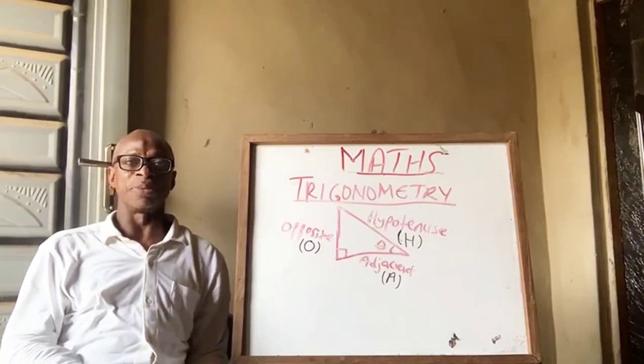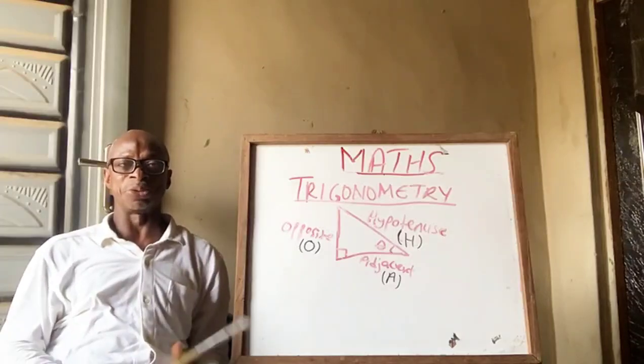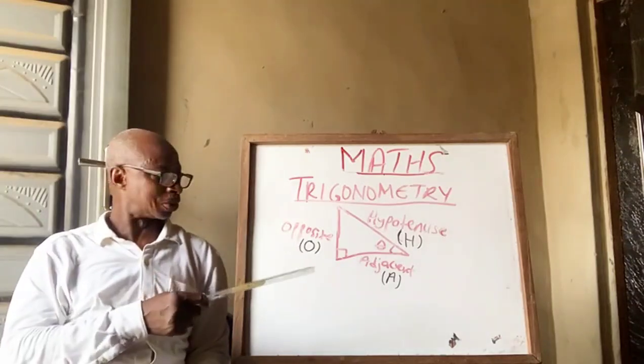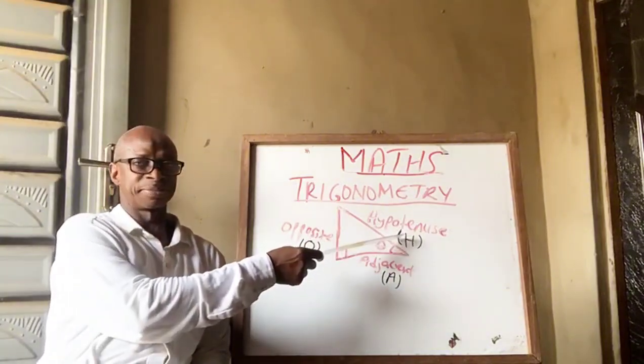So the letters will help us. Instead of writing hypotenuse, we use H. Instead of adjacent, we use A. And instead of opposite, we use letter O. Letter O, letter A, letter H.